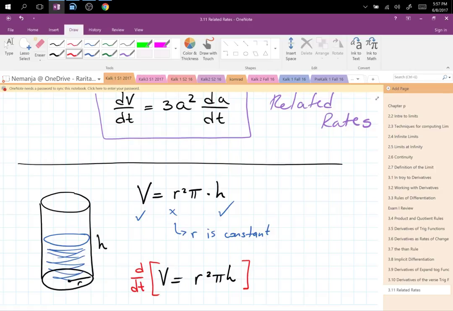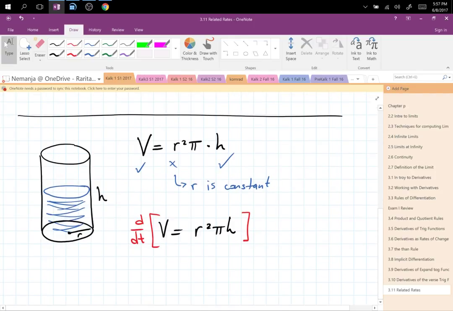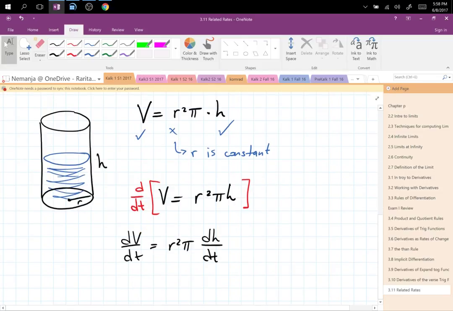So we have change that happens in time. When we take this derivative, dV/dt is equal to, and I'm going to copy r squared pi because that's all constant, and I have h, which becomes dh/dt, right? Because the derivative of h is 1, followed by the chain rule dh/dt. And this would be your model.